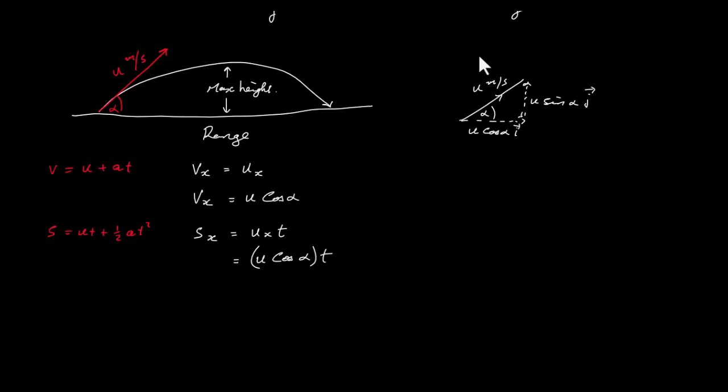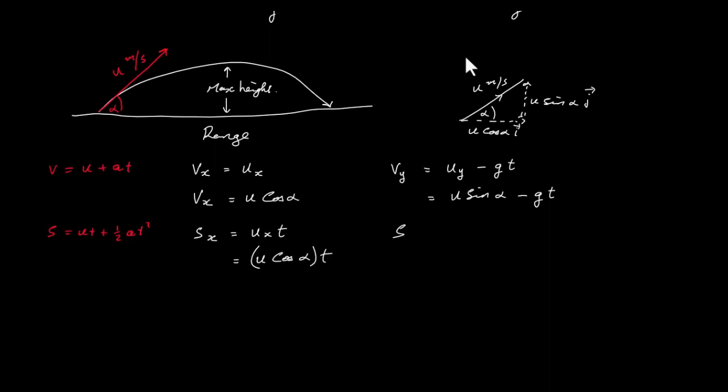We're going to look at the velocity in the y direction. Again, what we're going to do here is use v is equal to u plus at, which we've written over here. So our velocity in the y direction is going to be equal to the initial velocity in the y direction minus gt. So our initial velocity in the y direction is going to be u sin alpha, and then it's going to be minus gt.